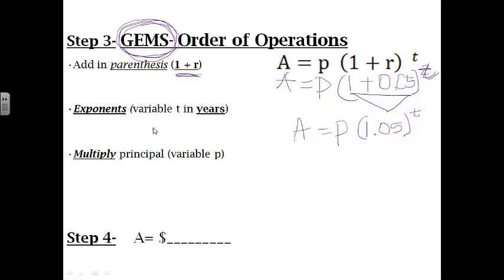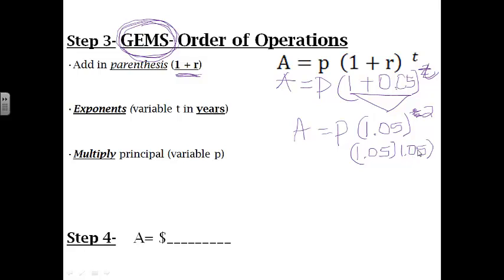Okay. Next step, it says exponents. Of course, we did our grouping, which is our G. Now we're doing exponents. So we have to replace T with what? Good. If it's for however many years. So we have 2 years. So now this really means 1.05 times itself twice.